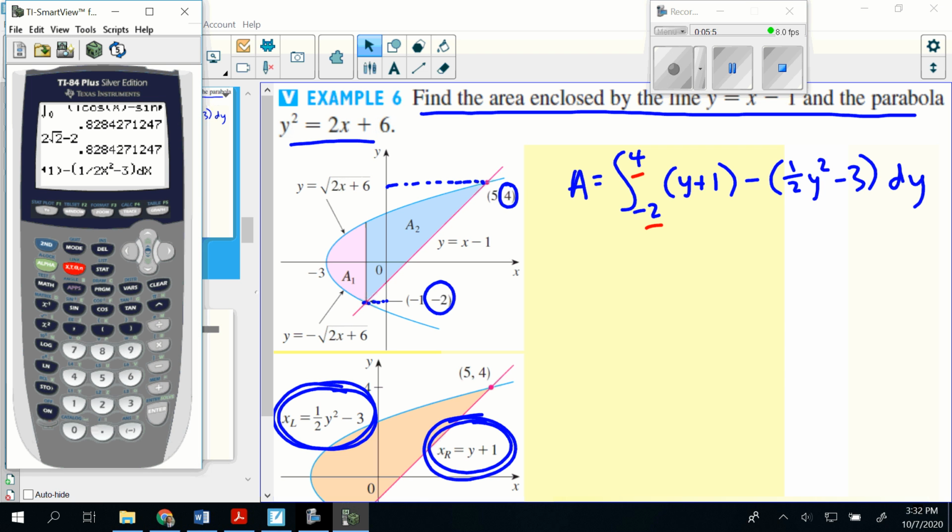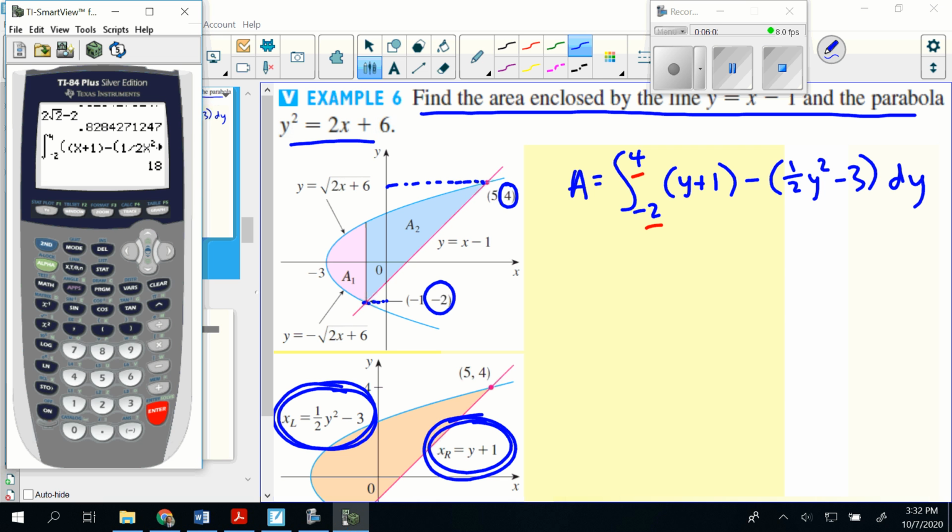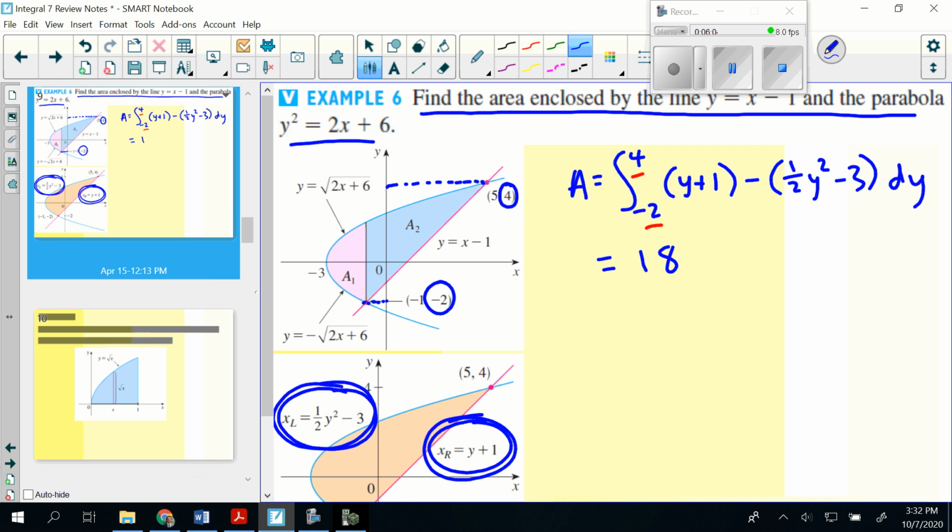So once you have it all in there, now what we want to do is just hit enter, and that should give us the approximation. Sometimes, like with this one, when you're dealing with polynomials, you should be able to get more of an exact answer here. So 18 would be the area between those two curves.